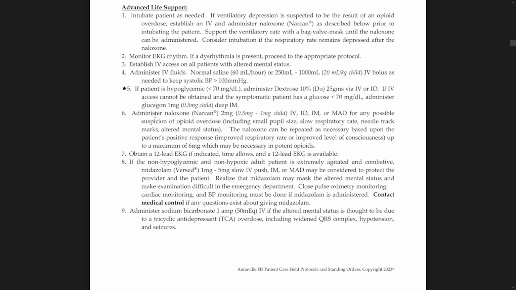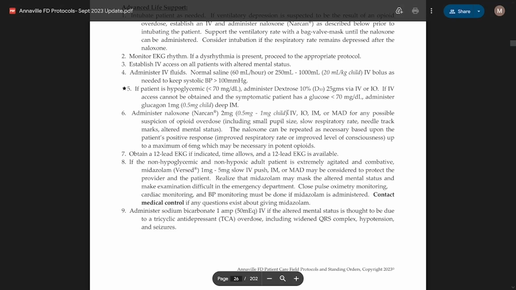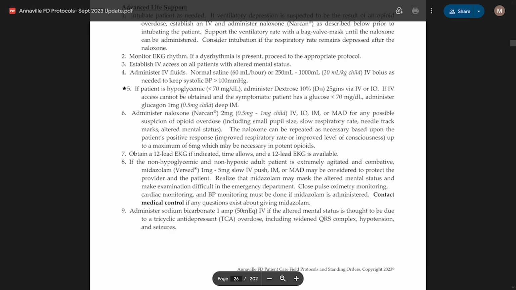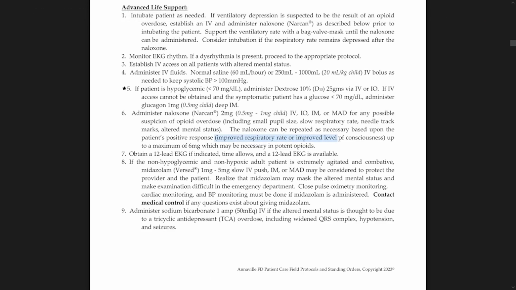We can consider administering Narcan or naloxone 2 milligrams, or 0.5 to 1 milligram to a child, either IV, IO (intraosseous), IM, or a MAD device, which is basically intranasal, for any possible suspicion of opioid overdose, including a small pupil size, slow respiratory rate, needle track marks, and an altered mental status. Naloxone can be repeated as necessary based upon the patient's responsiveness. If you see an improved respiratory rate or improved level of consciousness, that's a good sign that the Narcan is working. We can give this up to a maximum of 6 milligrams, which may be needed for potent opioids.